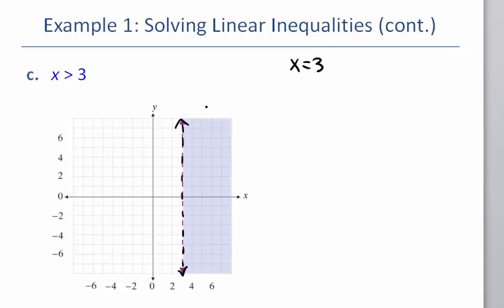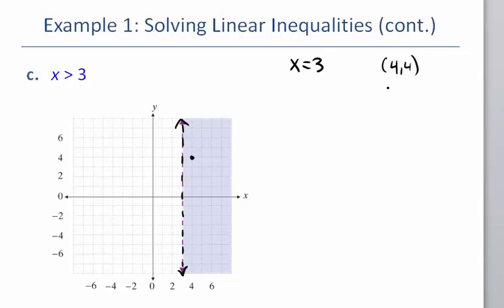And then we need to determine which side to shade on. And so you pick a point. Again, pick any point that you want as long as it's not on the line. So let's pick the point 4, 4. So 1, 2, 3, 4, 1, 2, 3, 4, there's my point. This is my test point.